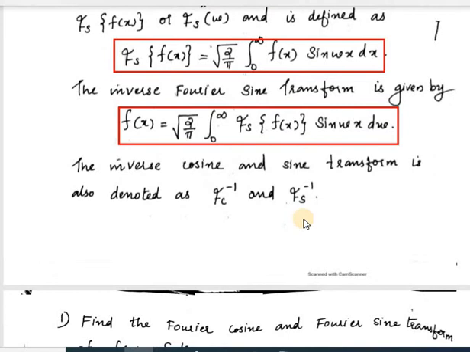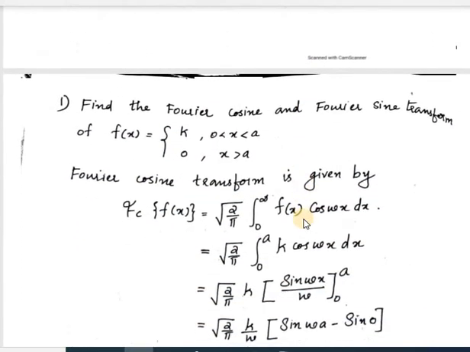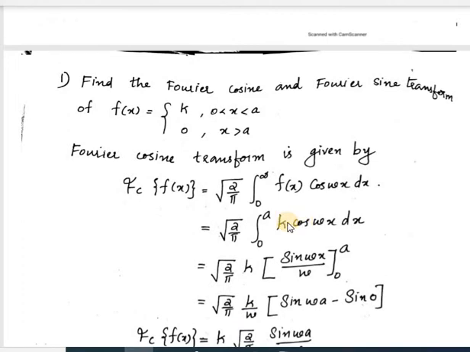Now we will do some problems on these transforms. The first question is: find the Fourier cosine and Fourier sine transform of f of x equal to k for 0 less than x less than a, and 0 for x greater than a. The question is to find both the Fourier cosine and Fourier sine transform. First we write the Fourier cosine transform formula. It is given by Fc f of x equal to root 2 by pi integral 0 to infinity f of x cos omega x dx. This is the Fourier cosine transform formula.